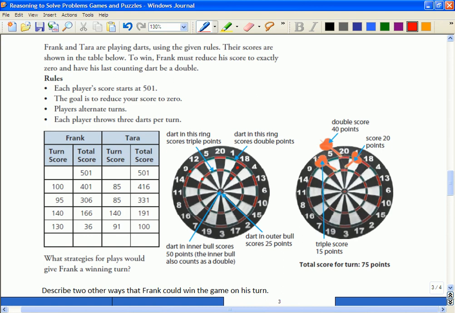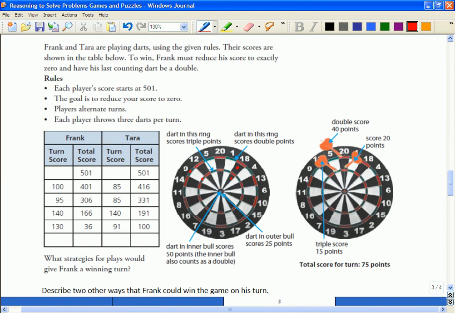Well, maybe I'll read the instructions one more time then. So it says, their scores are shown in the table. To win, Frank must reduce his score to exactly 0 and have his last counting dart be a double.